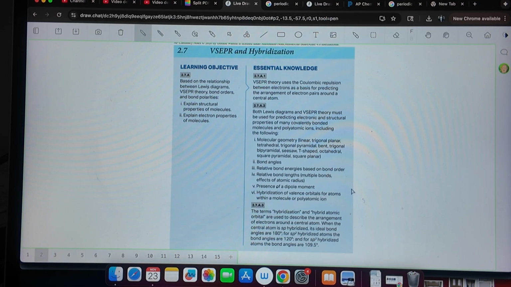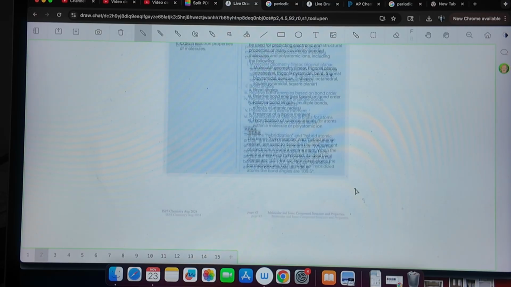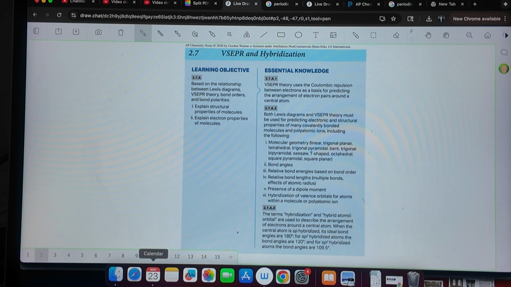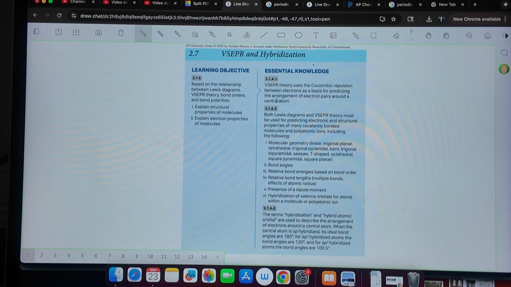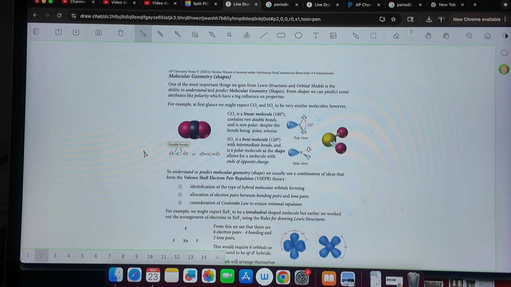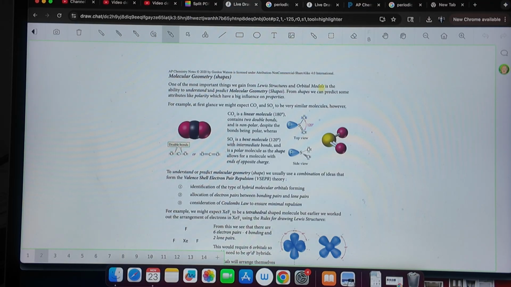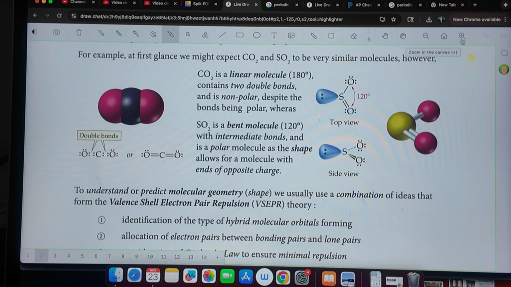Okay. Let's see what's going on here. We learned this last year too with my honors class. Okay, so let's see. Starts off by talking about shapes.